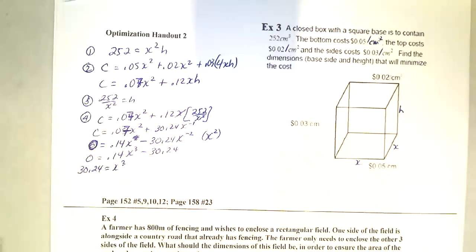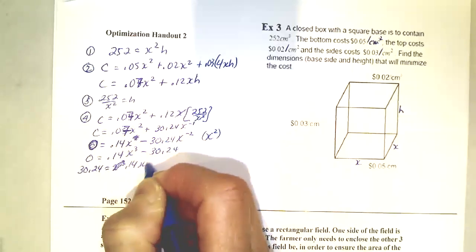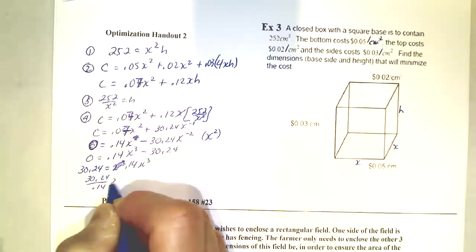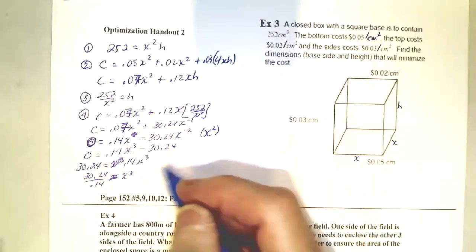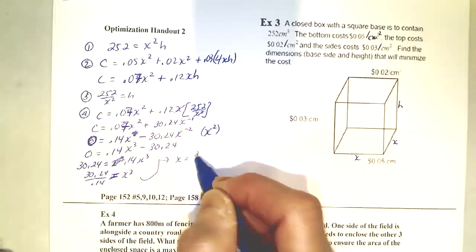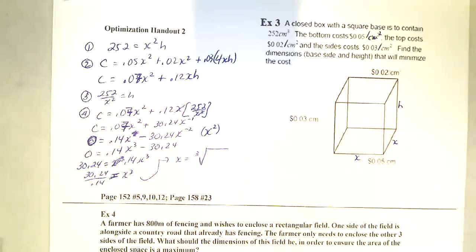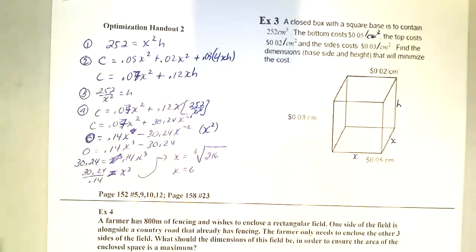30.24 equals, oops, I forgot the 0.14, x cubed, sorry. I then isolate by getting 30.24 divided by 0.14, and that is x cubed. And so the solution for x is the cube root. And if I punch out 30.24 divided by 0.14, well, I get a lovely number. I get a nice whole number, which isn't common.